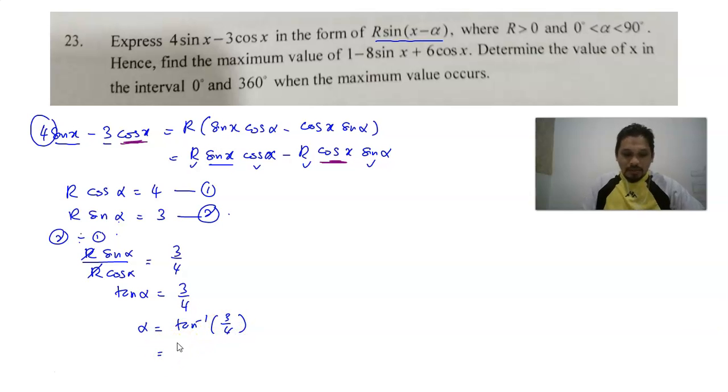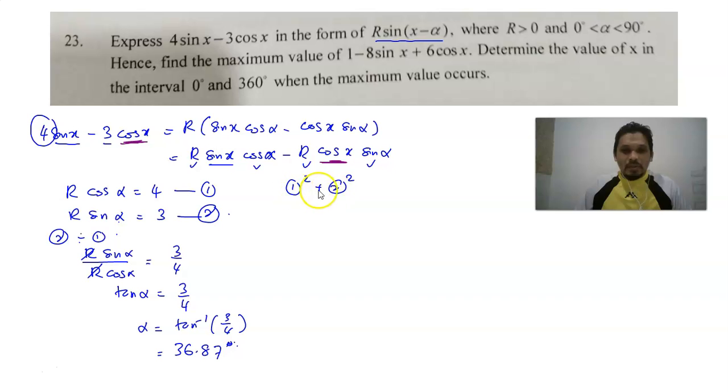So again, use your calculator. Arctangent of 3 over 4 equal to 36.87. Okay, 36.87. Then equation 1 square plus equation 2 square.